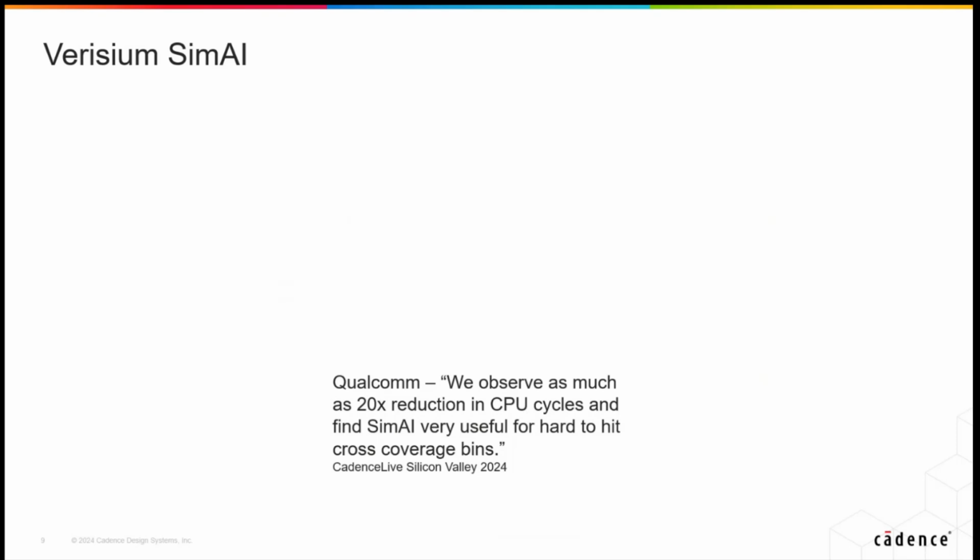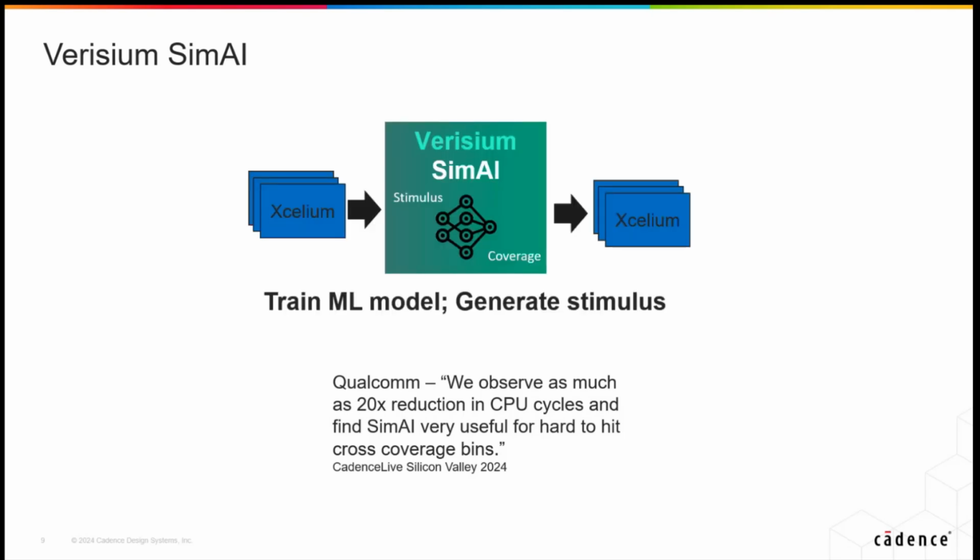Now, there's another side to things that we can do with AI, and that is getting into optimization. So I'll introduce Verisium Sim AI. Again, another great technology. Simulator vendors for years have always asked, how do I make the simulator faster? You get 1% here, 5% there, over and over. It's how do I make that big fundamental leap?